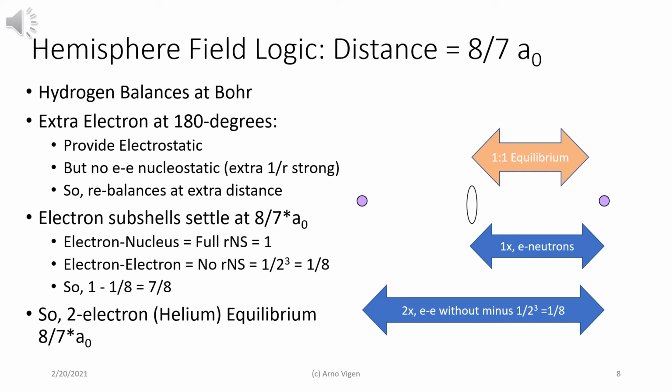But the strong, radial nucleostatic is a 1 over distance cubed acceleration. As such, its strength is 1 over 2 cubed, which is 1 over 8. Compare that to the full for the nucleus at 1, and you get a net repulsion of 7/8 extra. Since I am trying to find the equilibrium, the natural position would change the distance by 1 over that, so 1 over 7/8, and that means the two-cylinder distance is 8/7ths. 8/7ths Bohr, A0.